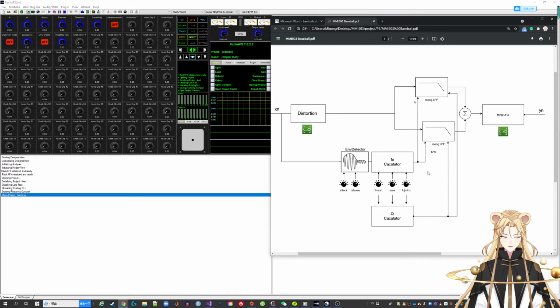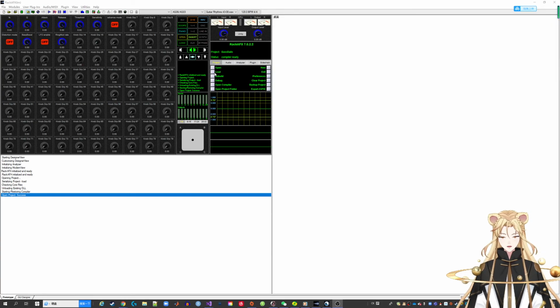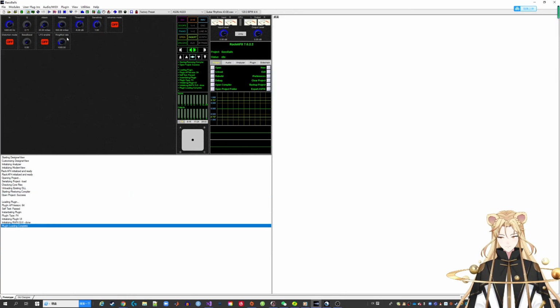And for the normal mode, the user will control the Q value here. So in the normal mode, the Q will not be calculated based on the envelope detector, but is controlled by the user. The user will set a static value of the Q for both the Moog low pass filters. So let's load the plugin here.